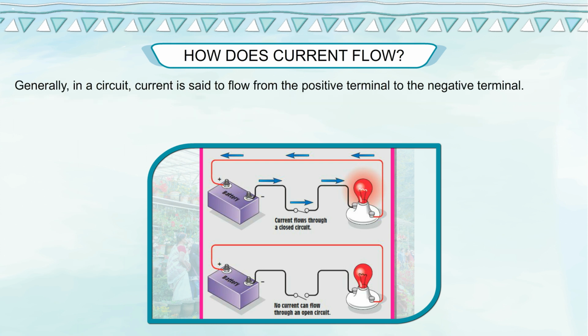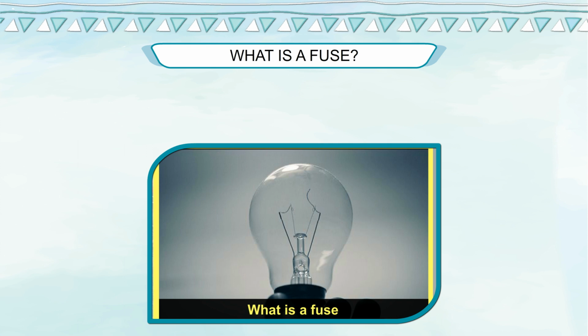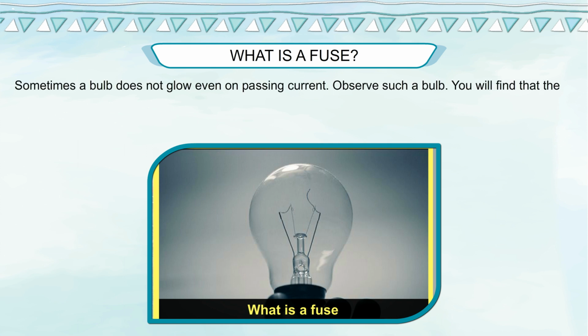Generally, in a circuit, current is said to flow from the positive terminal to the negative terminal. What is a fuse? Sometimes a bulb does not glow even on passing current. Observe such a bulb. You will find that the filament of the bulb is broken. Such a bulb is said to be fused.